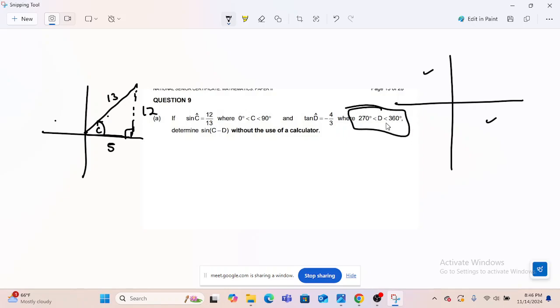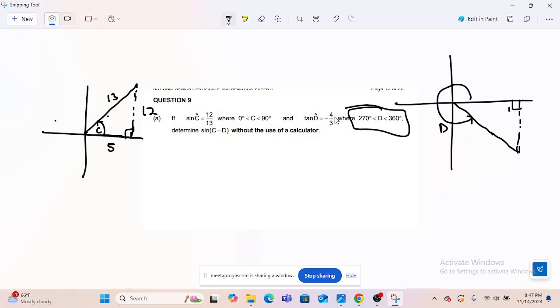They told us that the angle D is less than 360 but greater than 270, so obviously that is this quadrant over here. Understand? So now we can quickly formulate. You must always draw the line that is perpendicular to the x-axis. Then from there to there, that would be D, right? And then what do you do at this point?